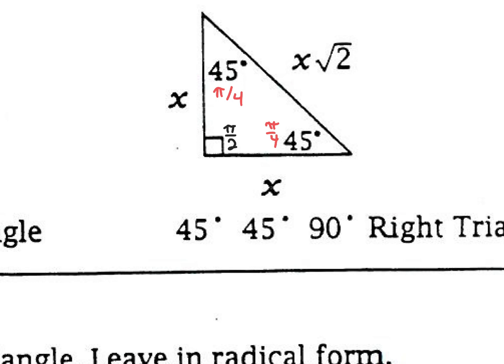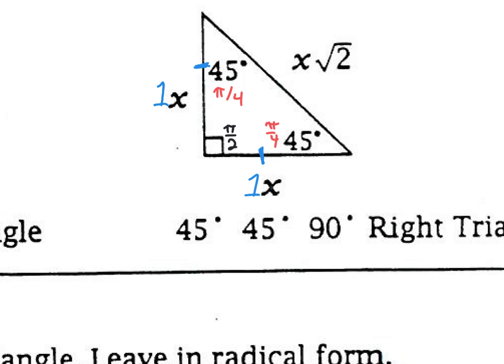But this is isosceles, which means that this side here is congruent to that side there. Remember those little tick marks on your triangle? You put the little hash marks on there, and that indicates your congruent sides. So if this side is x, we could call it 1x. This side is also 1x.